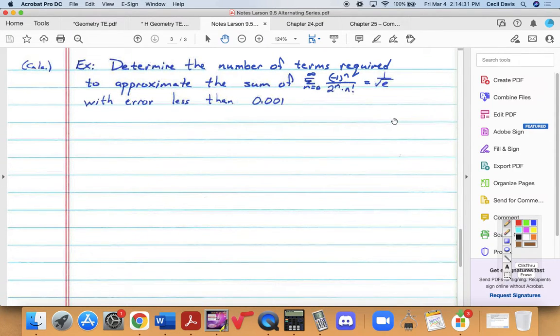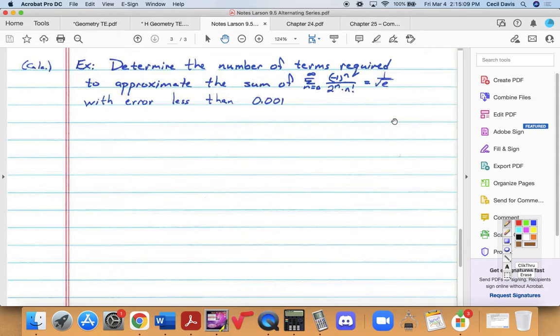All right. So here's a different problem. Determine the number of terms required to approximate the sum of the summation as n goes from 0 to infinity of negative 1 to the nth over 2 to the nth times n factorial, which is exactly equal to 1 over the square root of e. And you're like, what the heck, really? That's fun. With error less than 0.001.